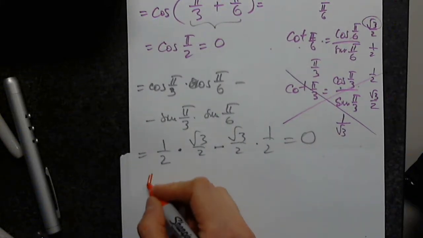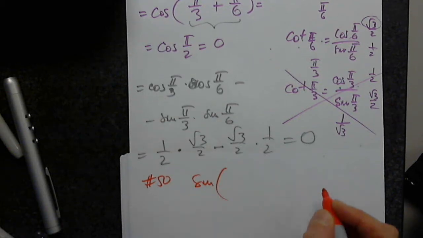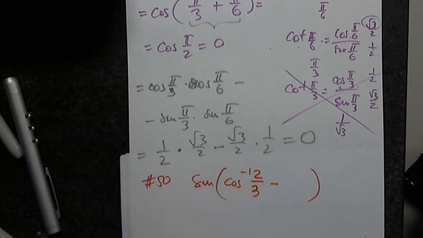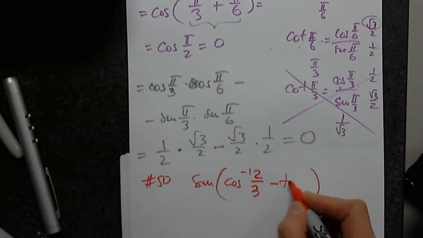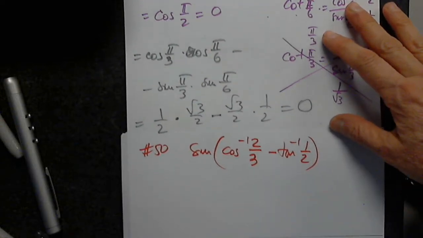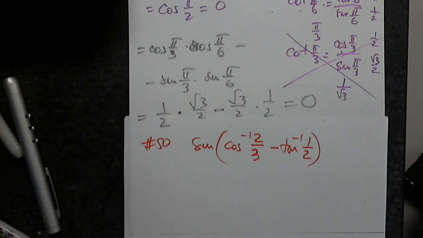Sine, and in parentheses we have cosine inverse of 2/3 minus tangent inverse of 1/2. First, I have to identify what I am asked. Once I look at this expression, I'll say, oh, I know, I'm asked to find sine of the difference of two angles, right?